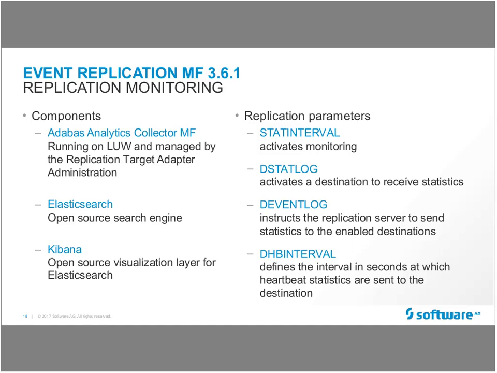Then we have a parameter called dStatLog, which is a destination parameter which enables the destination to receive statistical information and instructs the replication server to send data to such destinations. Then we have the D-event log. We already saw it because of the events and the new events we have. And we have a DHB interval. This is another set of statistical information.